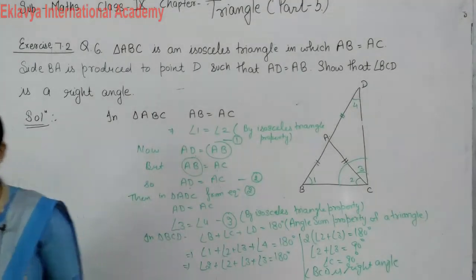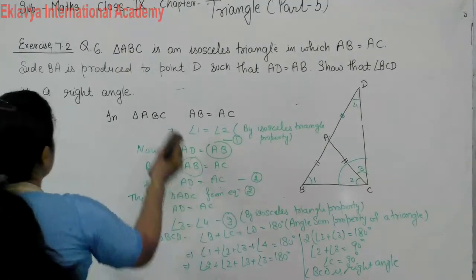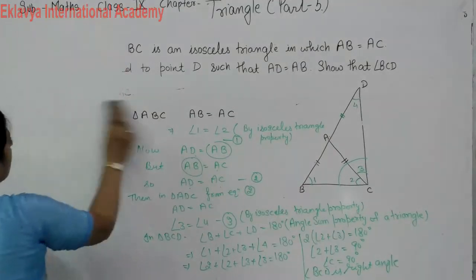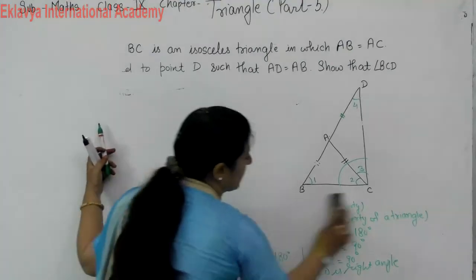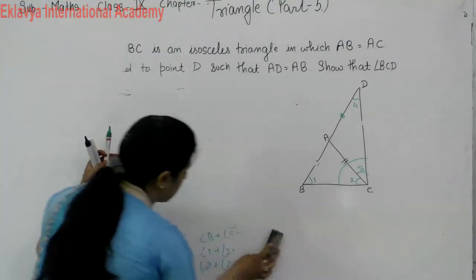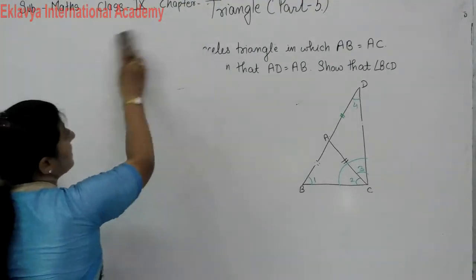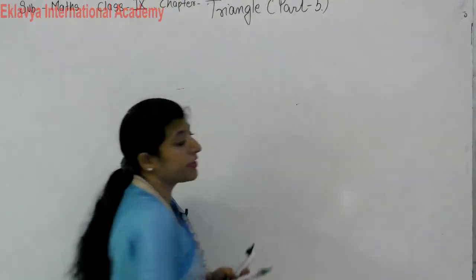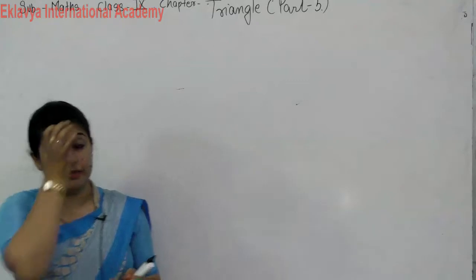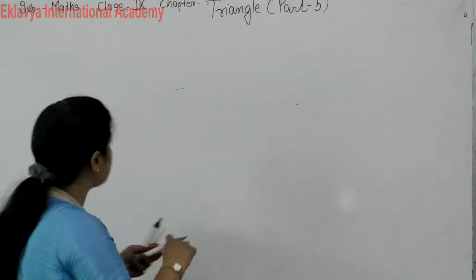Now our exercise 7.2 is complete. You solve all the questions of this exercise. If any problem, then ask. Now we will start some other properties of congruency for proving the congruency of triangles. There are two theorems.